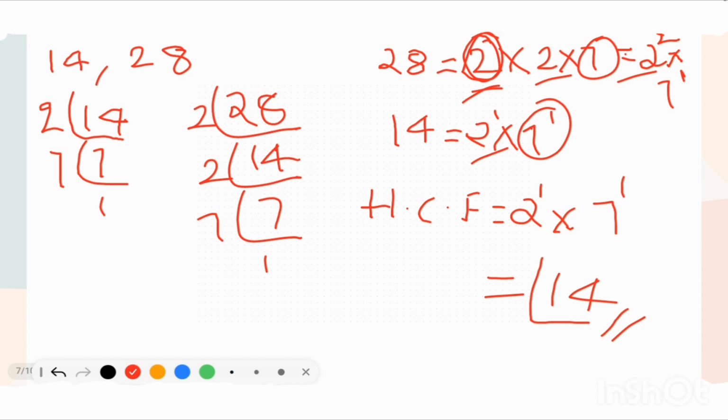Now 14 is the highest common factor. What is meant by factor? A factor is a number which is able to divide a given number. So 14 is able to divide 14 and 28, and this is the highest common factor. Any number above this cannot divide 28. So this is how we do LCM and HCF. I hope you understood. Thank you.